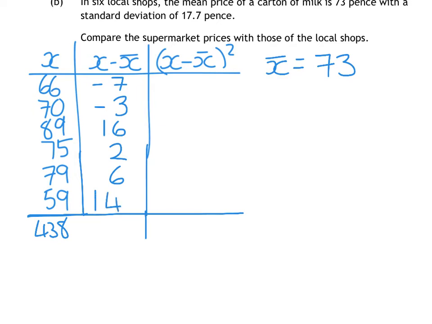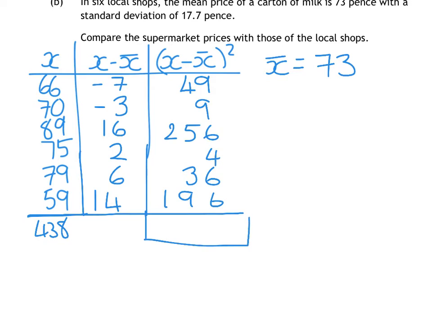What you then do in the end column is square all these numbers. So that gives you 49, 9, 256, 4, 36 and 196. We then add all those up. And again, use your calculator, and it gives us 550. Now, the formula for this one is on your formula sheet, and it says this.